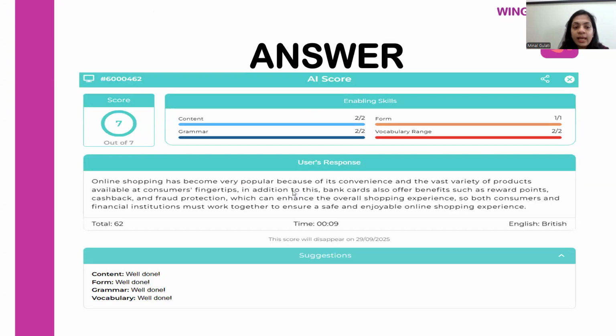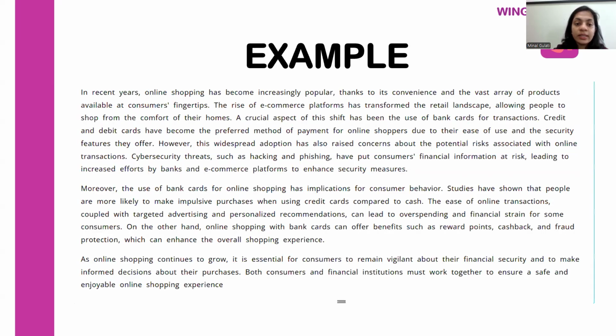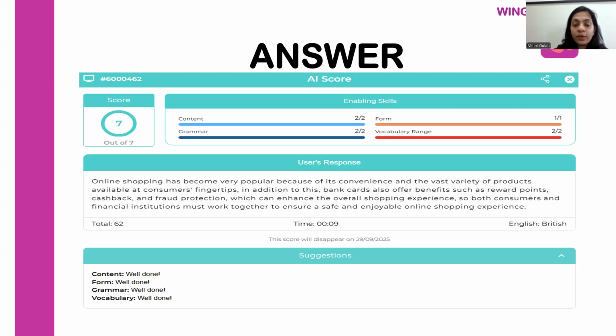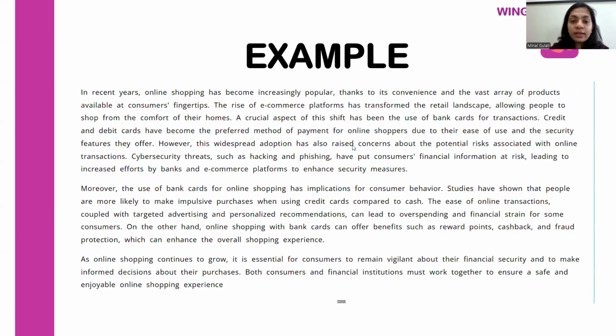And then I have used the connector so, just to give you the result, or you can also write hence. Both consumers and financial institutions must work together to ensure a safe and enjoyable shopping experience. So I've given the conclusion here, because I talked first about the advantages of online shopping. Then in the second line, I talked about the banks. So the last line is, so both consumers and financial institutions, which are your banks, should work together to ensure a safe and enjoyable online shopping experience. So I have given the conclusion in the last line.